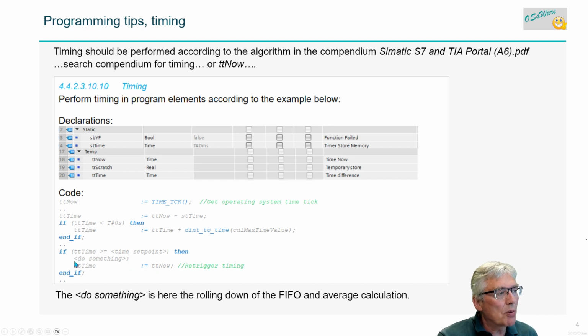Maybe you should do something. Should do this first and then do something. Do something is here. Okay, roll down the FIFO, put your new value on the top, do a calculation of the average and output that average. That's the do something in here. So here's part of that, but also you have to have a little up here with the restart and stuff like that. So there's more to the program than just that. This is just a snag from the compendium.